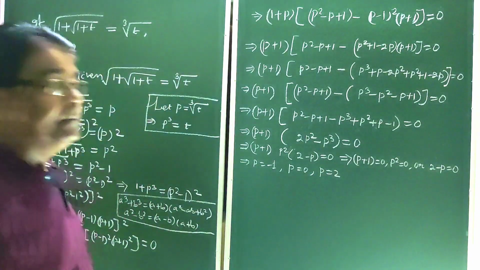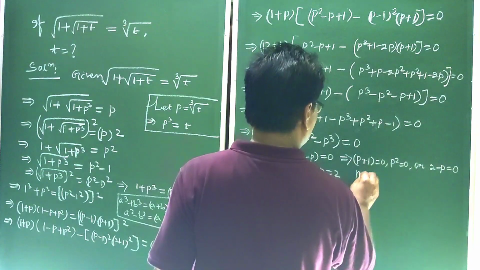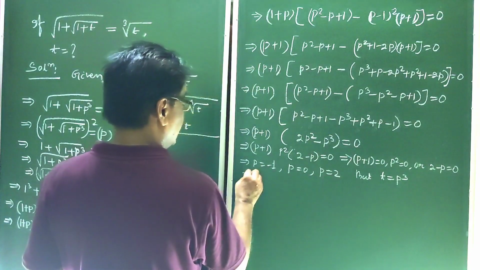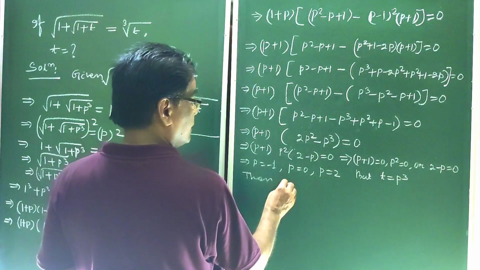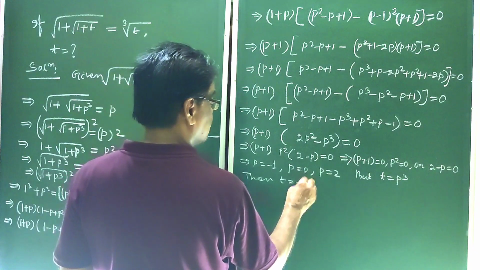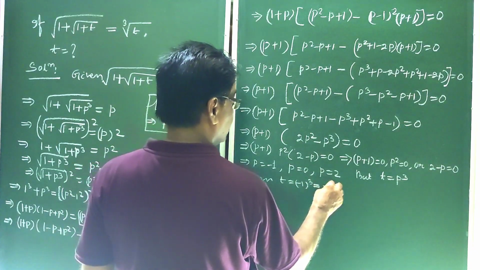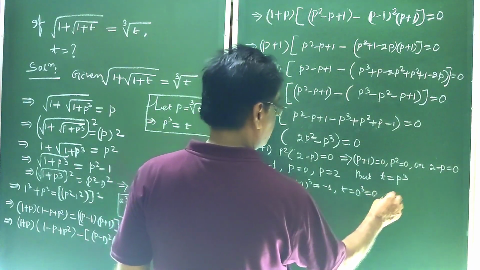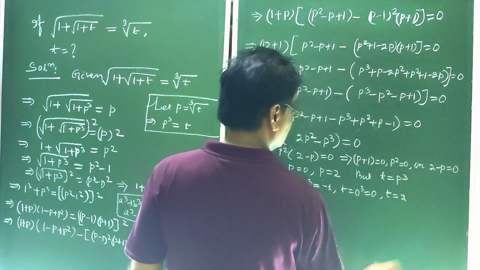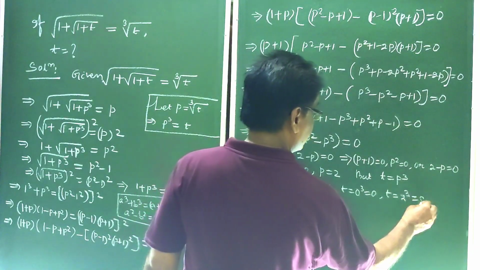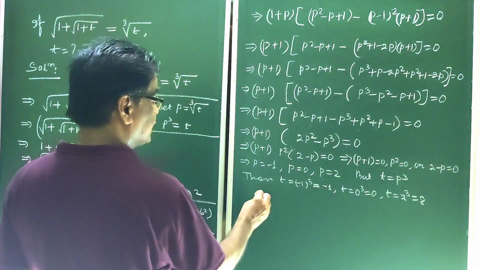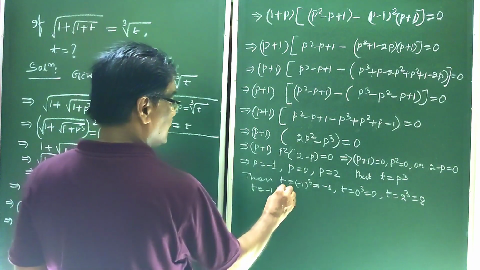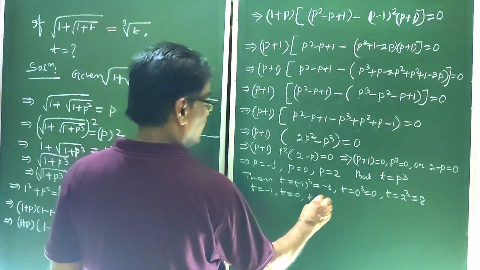So we get three values of p, but t is equal to p³. Then t is equal to (−1)³ is equal to −1. t is equal to 0³ is equal to 0. t is equal to 2³ is equal to 8. So there are three values of t. We get t is equal to −1, t is equal to 0, t is equal to 8.